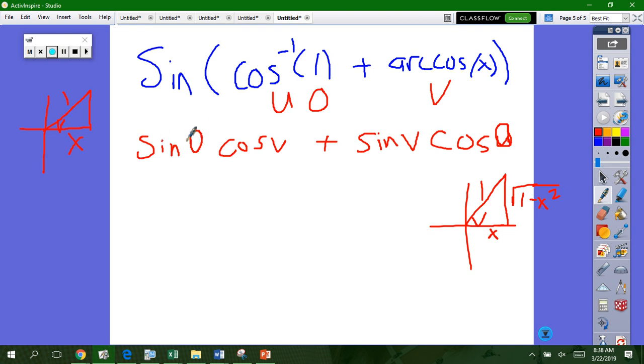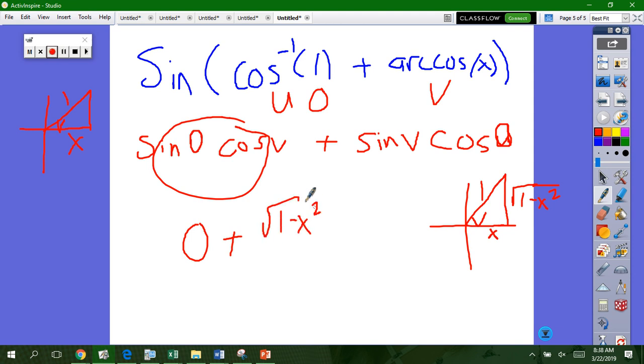Okay, what's the sine of 0? 0, right? So this whole side becomes 0. What's the sine of V? Well, let's look. Here, I'm standing at V. What's the sine of it? Square root of 1 minus x squared over 1. So it's just square root of 1 minus x squared, isn't it?